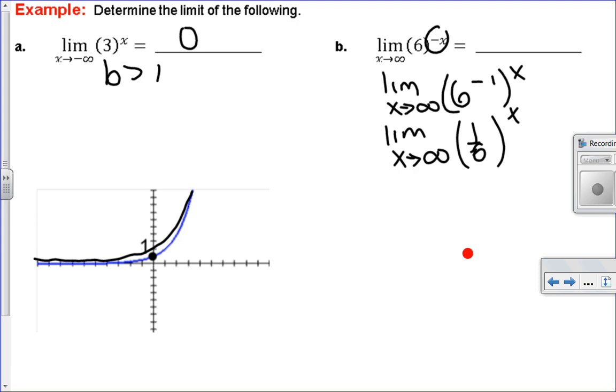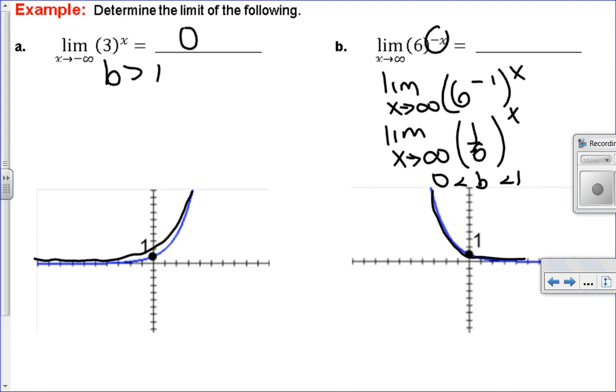And now I can see I have a small base. My base is in between 0 and 1. So I know I have a decreasing graph, so something like that. And as x approaches positive infinity, you can see that this graph also goes towards 0. So knowing the graphs really pays off.